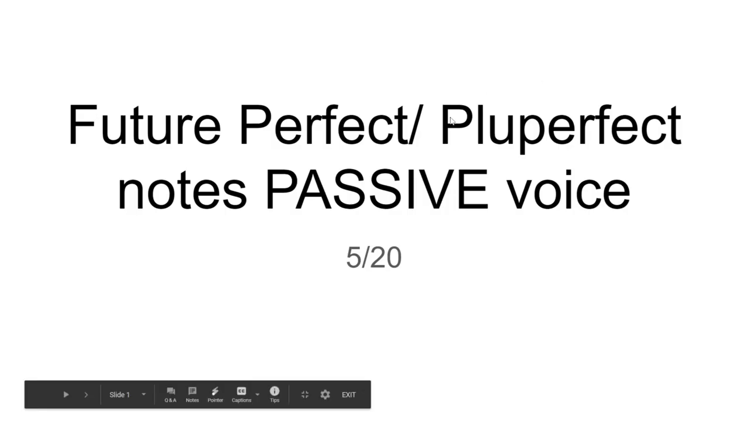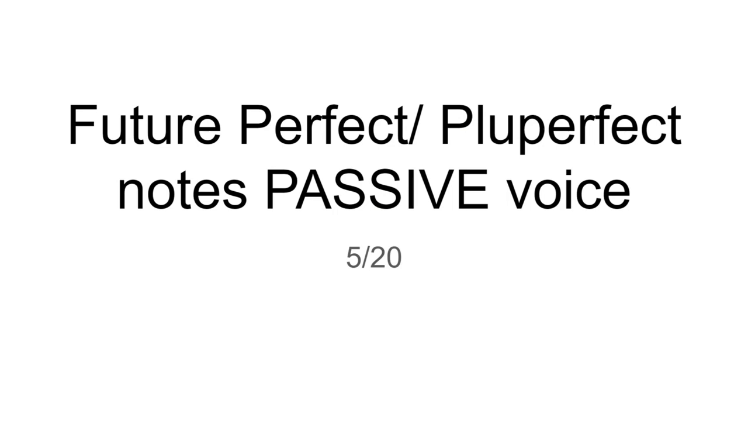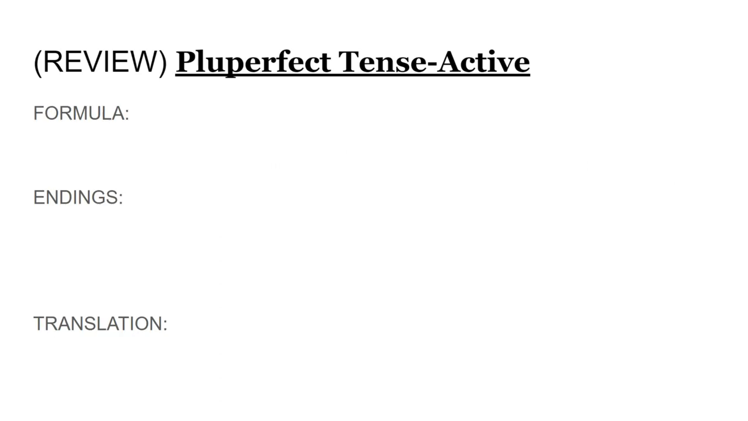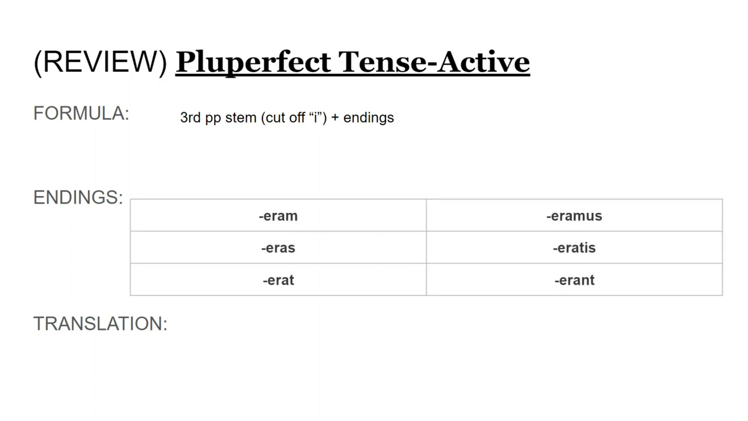All right, so just like when we talked about the perfect tense for the passive, we started off by showing you again what the active looked like, which is something we learned earlier this year. I'm going to be doing the same thing with the future perfect and pluperfect. So this is the review. This is what you've already learned about the pluperfect. It uses the third principal part. Remember, every verb has a number of principal parts. Most of them have about four. The third one, if you go to the third principal part, cut off the I, you've got the stem. You're going to add these endings: eram, eras, erat, eramus, eratis, erant.